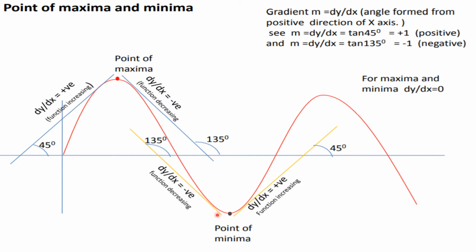Similarly, at this point of minimum, if you draw the tangent, see it is decreasing. So slope of the tangent is negative. Here slope of the tangent is positive. If the slope of the tangent changes from negative to positive, then that point is said to be a point of local minimum. Understood this point, my children?